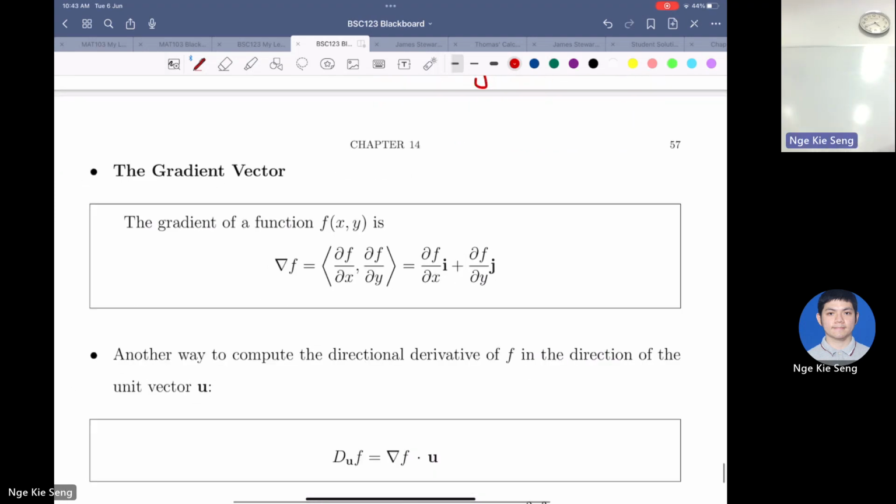So this is our gradient vector. The gradient upgraded already from a function of one variable to two variables, becoming two dimensional. If you have a three variable function, it becomes a three dimensional vector. So this is the spoiler I gave just now: the directional derivative of f is the dot product between the gradient of the function and the unique vector u.